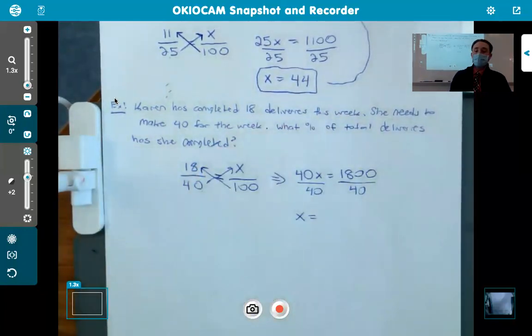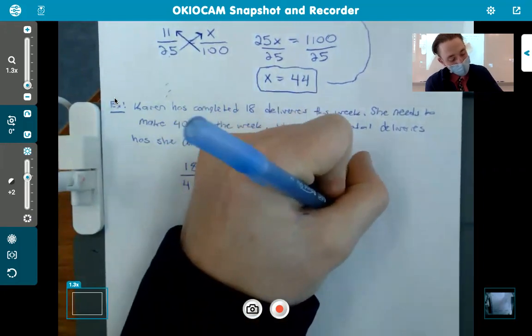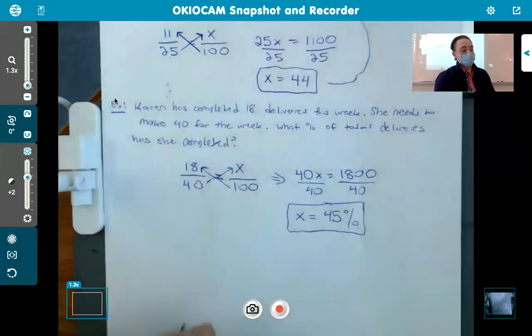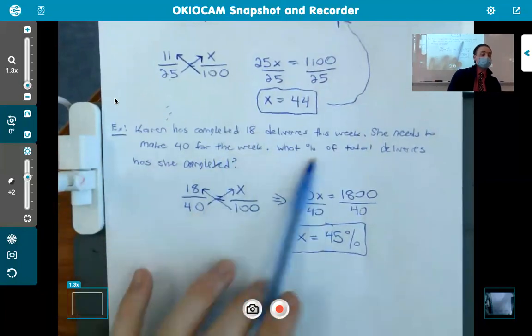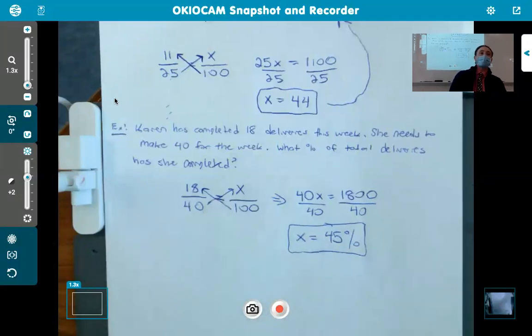And what's 1,800 divided by 40? Again, as a heads up, you're probably going to need to use a calculator or Desmos or some kind of calculator app. 1,800 divided by 40. Let's get somebody different. Anybody? 45. And that's my percentage. So the total delivery she's made, 18 out of 40, or 45% of those deliveries.